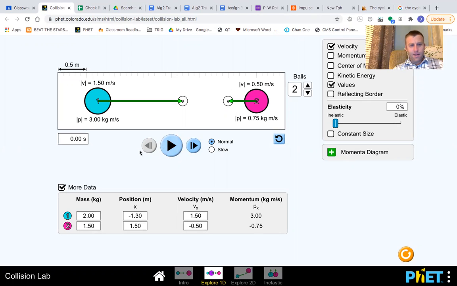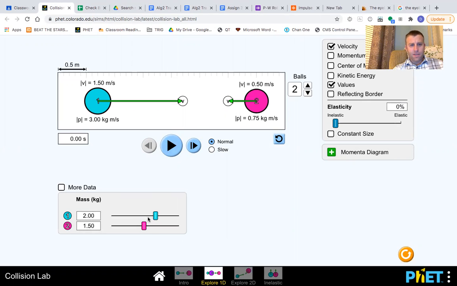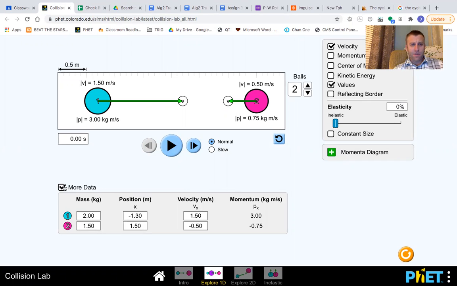Just some things here on setting it up. You can change the masses down here. If you go to more data, you can put in the initial velocities too. So I have it set up with these velocities.